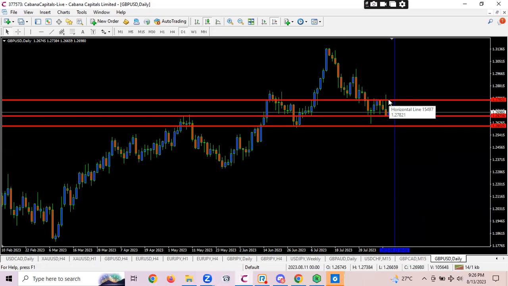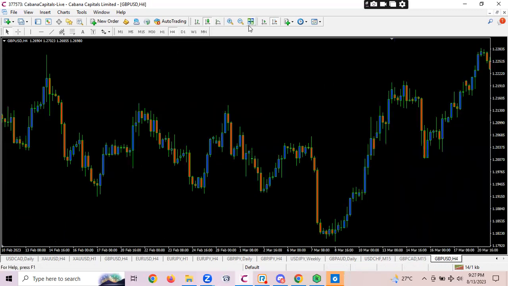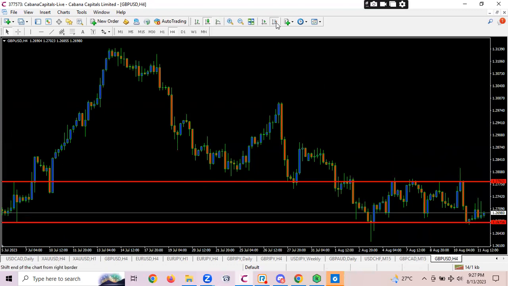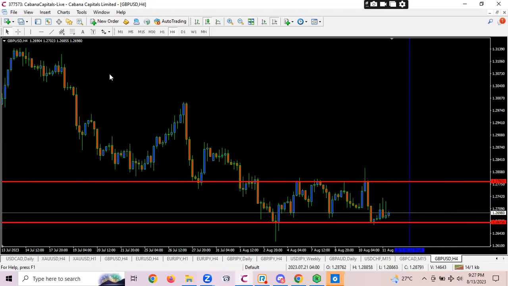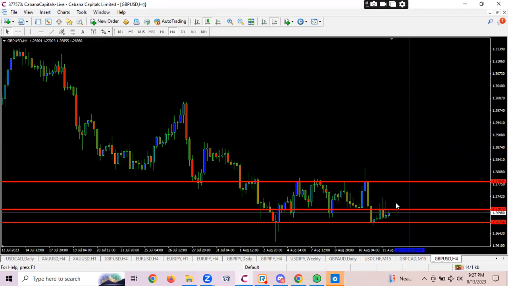If this resistance is broken, we could also go down to 4-hour to identify the resistance. So we had a recent resistance on 4-hour. This is the resistance on daily. Since there's a high probability for price to continue in its bullish move, if this resistance is broken, one could look for buy opportunity above this resistance.